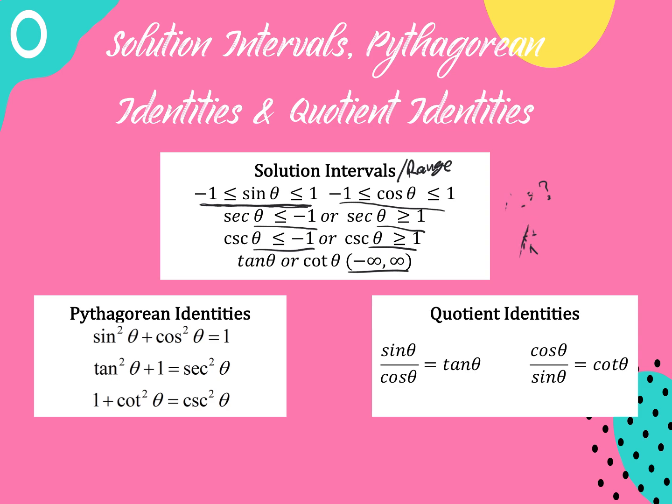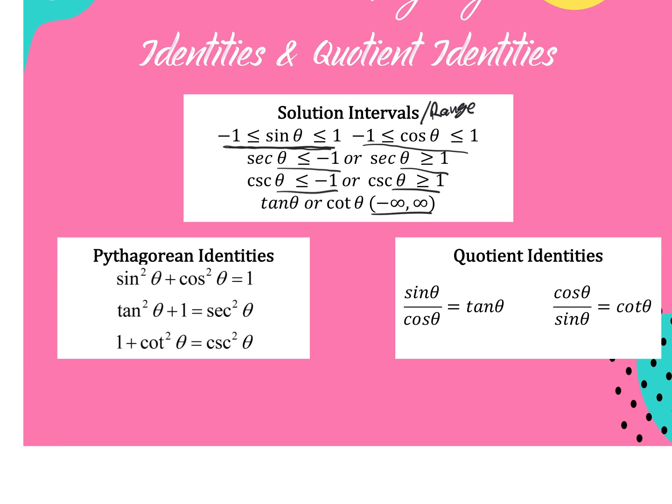So let me just erase that. Again, it doesn't really come up much right now. It will in the future. But for now, it's just a way to maybe check your work. What will show up are the Pythagorean and quotient identities.